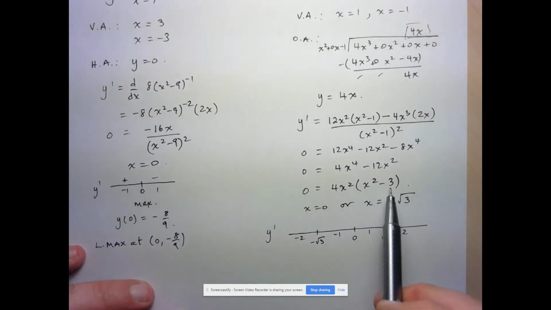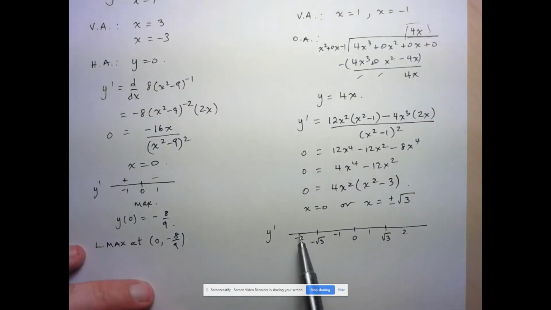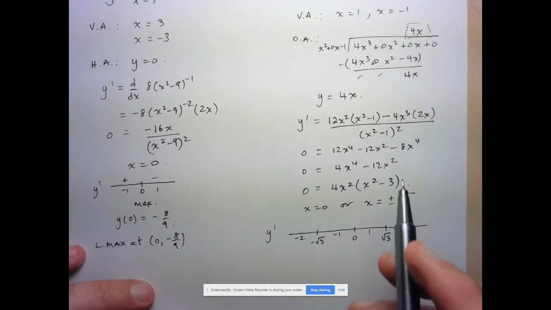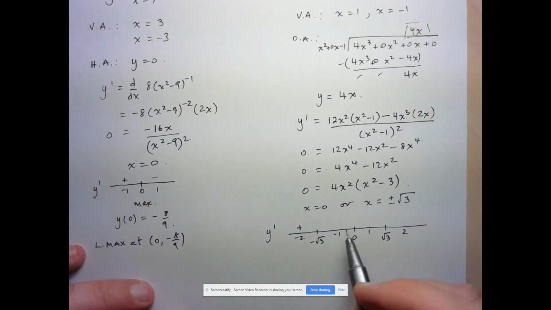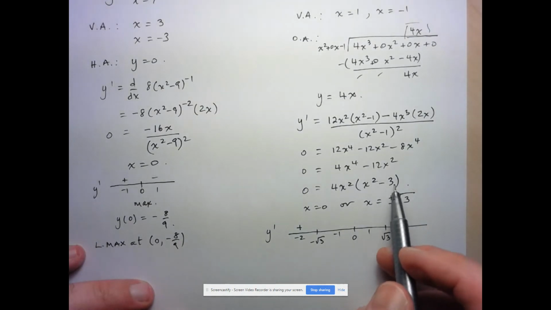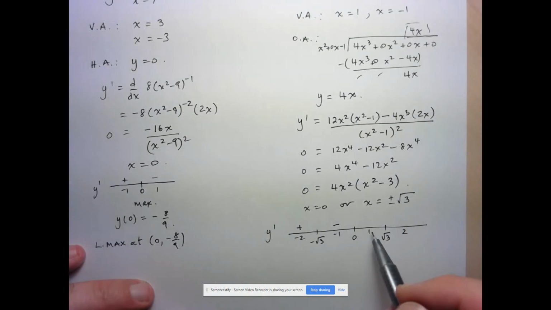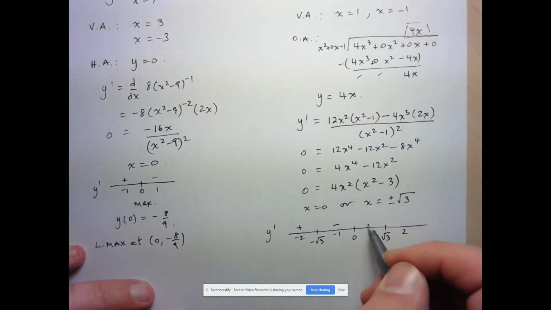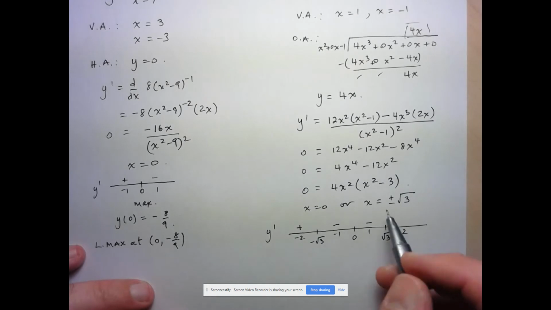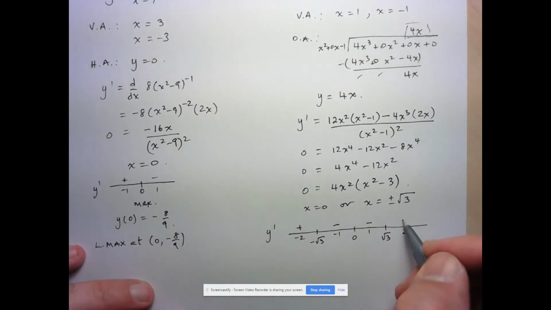I just have to look at this x squared minus 3. So negative 2 squared is 4, minus 3 is 1, so positive. Okay, negative 1 squared is 1 minus 3, so that's negative. Okay, 1 squared is 1 minus 3, that's also negative. And then 2 squared, 4 minus 3 is positive.